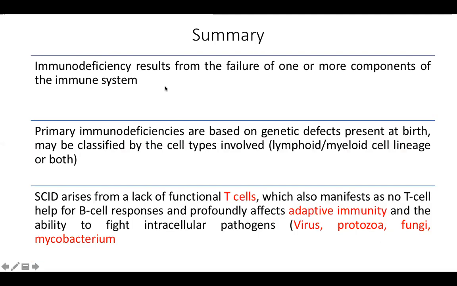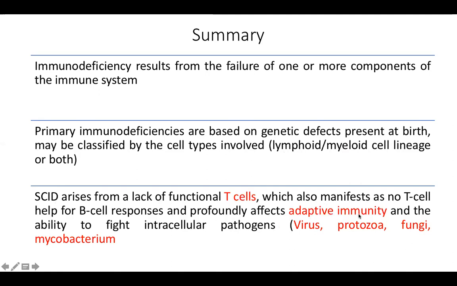So in summary, immunodeficiency results from failure of the components of the immune system. Primary immunodeficiencies are due to genetic defects present at birth. That means you never had those weapons. They may be classified based on which cell types are involved, whether the lymphoid, that is the adaptive immune cells, or the myeloid, that is the innate system cells. SCID, severe combined immunodeficiency, refers to a lack of functional T cells that also manifests as B cell impairment because no T cell help is available.